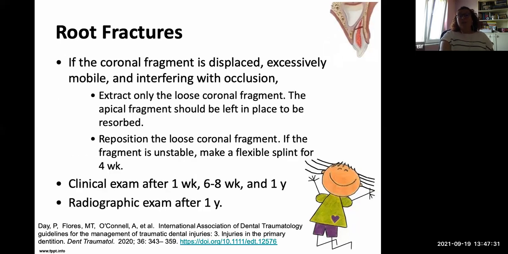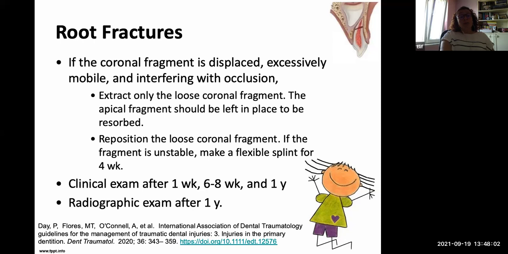But if the coronal fragment is displaced, excessively mobile, and interfering with occlusion, we have two options. We can extract only the loose coronal fragment, and the apical fragment can be left in place to be resorbed. Or we can reposition the loose coronal fragment, and if the fragment is unstable, we can apply a flexible splint for 4 weeks.